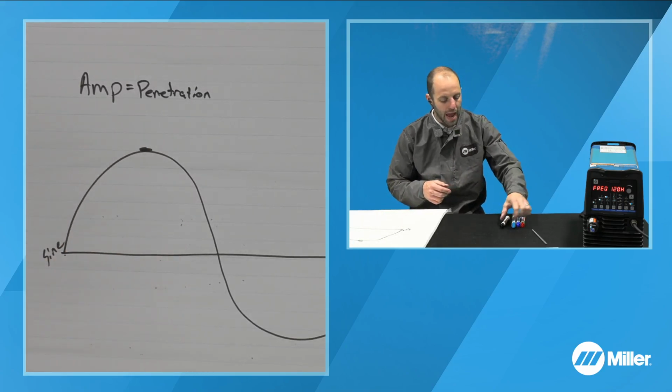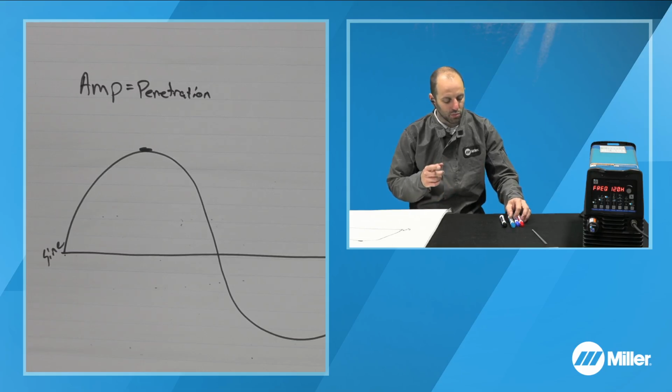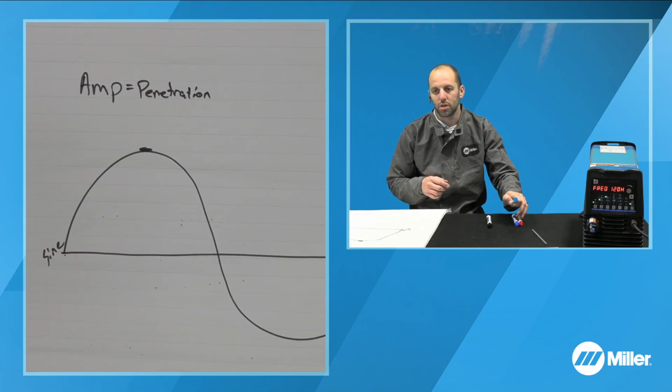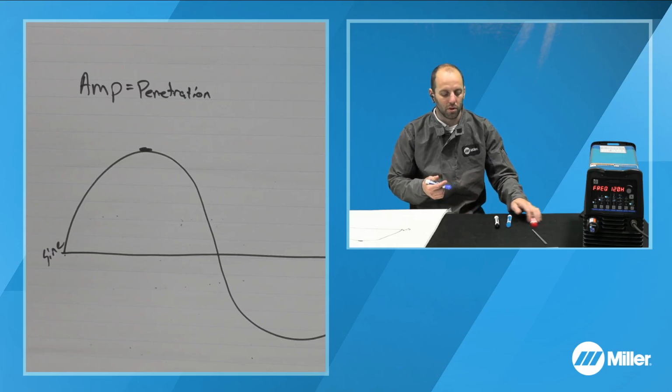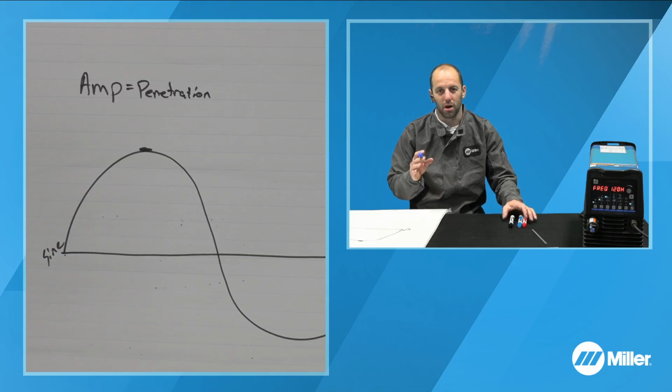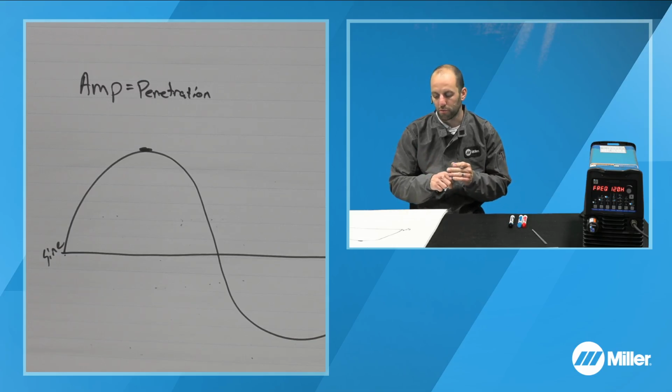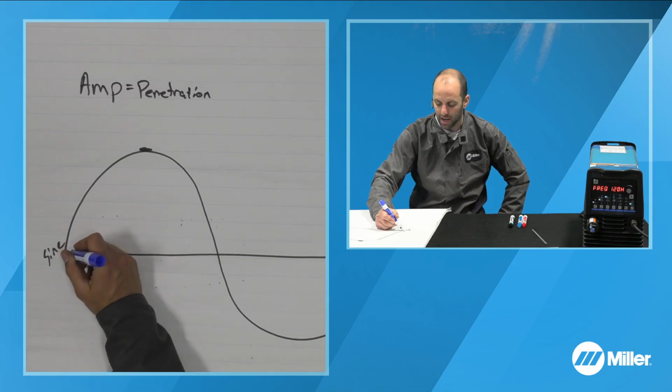So if we look at the next waveform that you would maybe want to use, and I'm going to use blue because it's a very cold, or what I would consider a colder weld, used more for thin applications, that's going to be our triangular waveform.